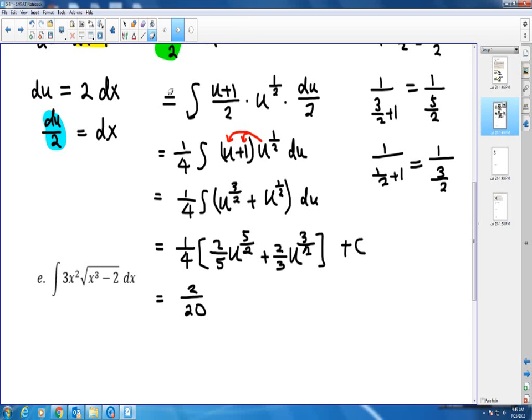Oh, excuse me, not 2 over 20. I'm sorry, I can actually reduce it. That will be 1 over 10 u to the 5 over 2 plus 1 over 6 u to the 3 halves plus C. Okay.